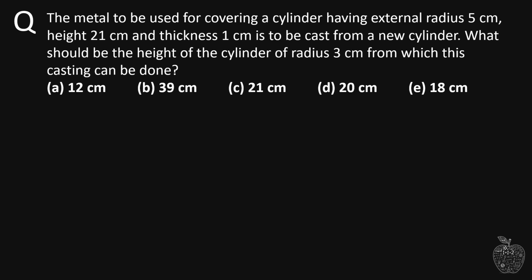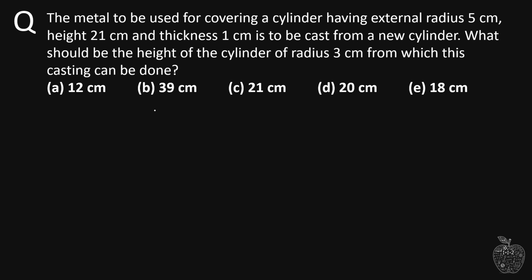The metal to be used for covering a cylinder having external radius 5 cm, height 21 cm and thickness 1 cm is to be cast from a new cylinder. What should be the height of the cylinder of radius 3 cm from which this casting can be done? Alright, so what does this question say?